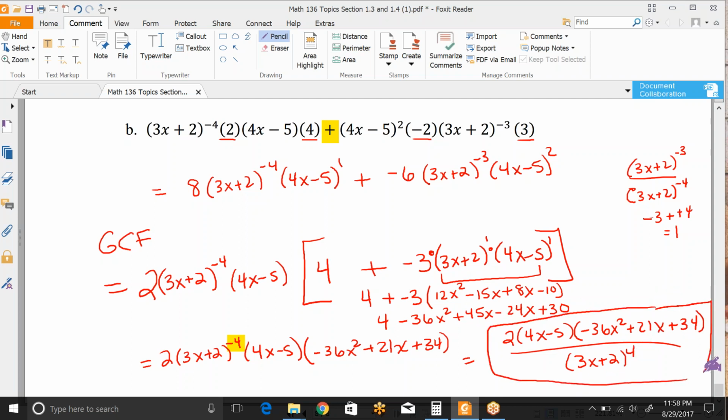So this truly is, it's complicated looking, but there's really nothing going on here but pulling out GCFs, distributive and FOIL properties essentially, and adding like terms. So there's not much here that's truly difficult if you know what you're supposed to do. And that's the end of the 1.4 extra examples.